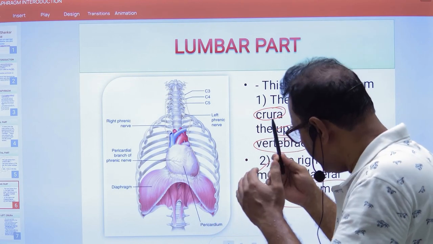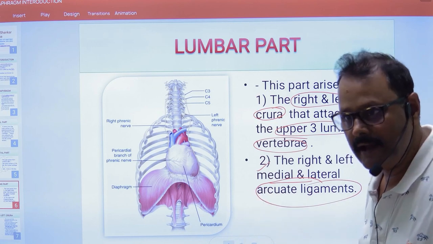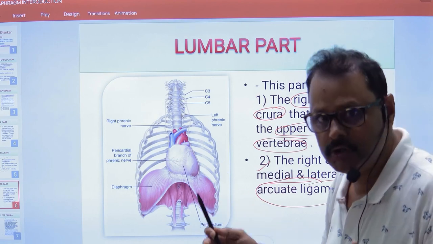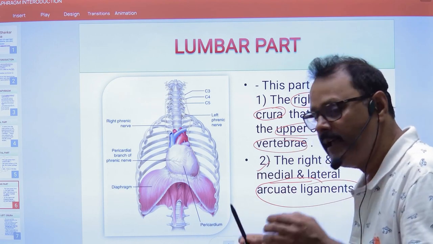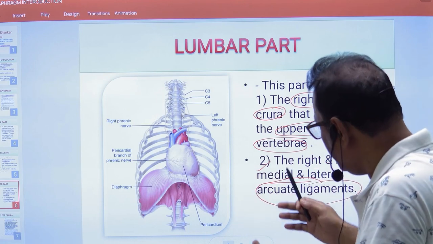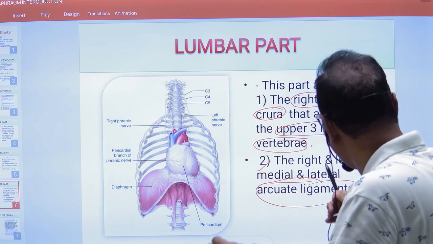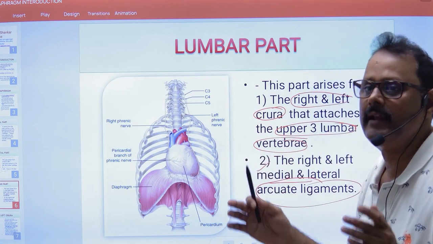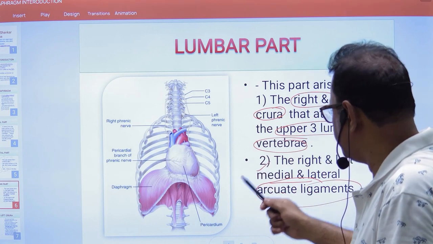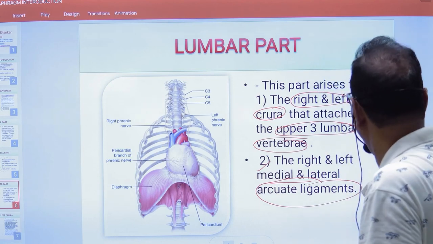So the anterior part coming from the xiphoid process is inserted into the central tendon. The lateral part coming from the costal cartilages 7, 8, 9 or the ribs 10, 11, 12 is inserted into the central tendon. And the lumbar part, coming from the upper three vertebrae L1, L2, L3 in the form of the right and left crura and the medial and lateral arcuate ligaments, is again inserted into the central tendon.